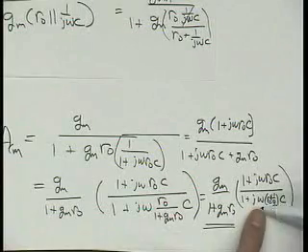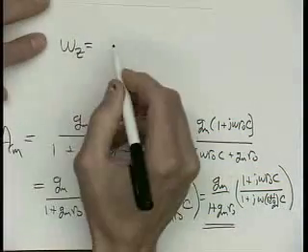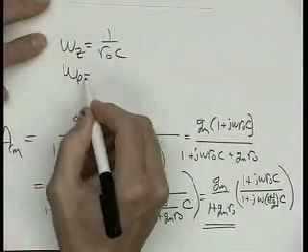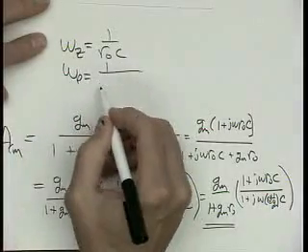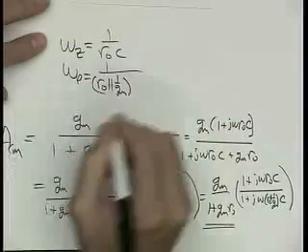Times we got a 0 and a pole. The 0, omega z, is at 1 over R0C. The pole is at 1 over R0 parallel with 1 over GM, times C.